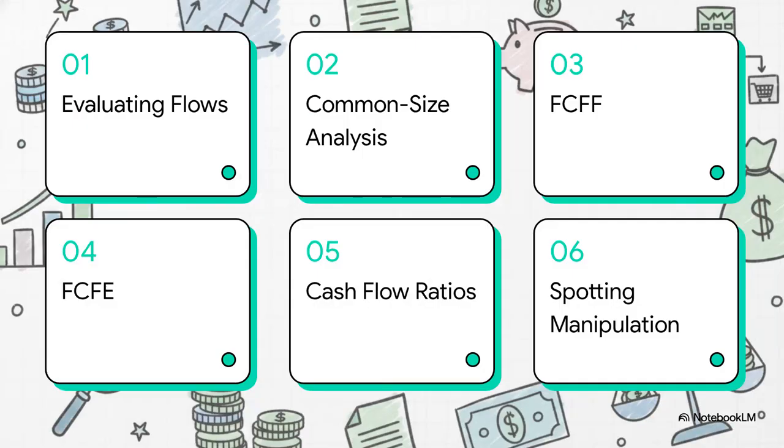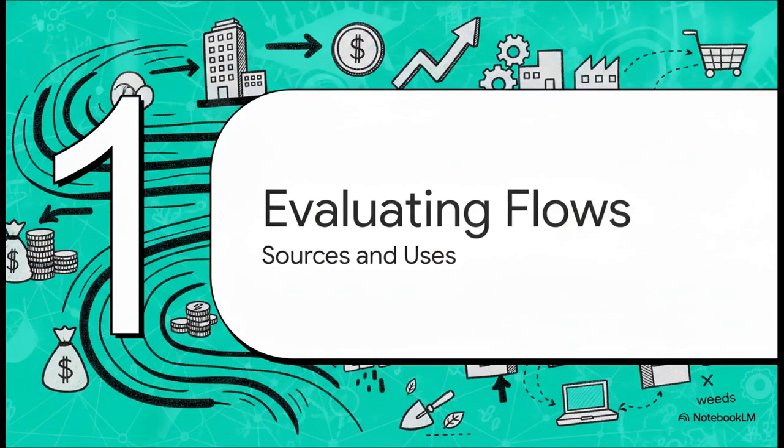Okay, here's our logical roadmap for today. 1. Evaluating flows. 2. Common size analysis. 3. Free cash flow to the firm. 4. Free cash flow to equity. 5. Cash flow ratios. And finally, 6. Spotting manipulation. Let's dive right into Section 1.